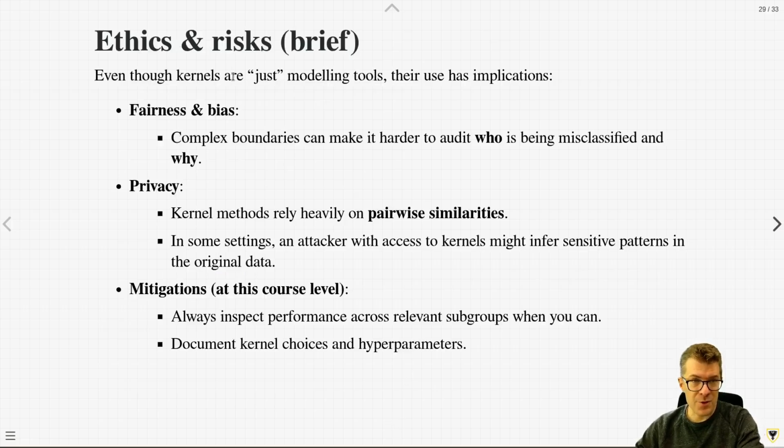Some ethics and risks. So I try not to repeat myself too much. Some of the ethics and risks will be common across modules, but I just want to mention some that are also unique. So these complex boundaries, we've gone from very simple boundaries between classes, and now we have more complicated nonlinear boundaries between categories. We saw kind of a cartoon example of the 2 moons. But if you have more complicated boundaries, this can make it somewhat more difficult to audit who is being misclassified and why. When I say who, I mean groups of who.